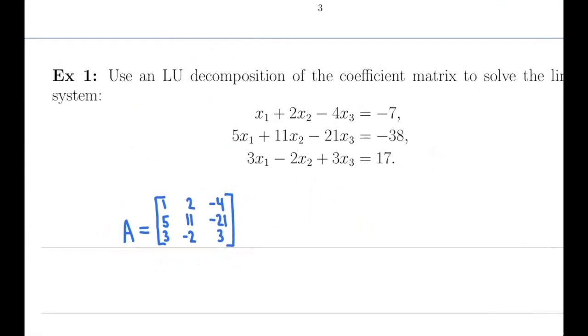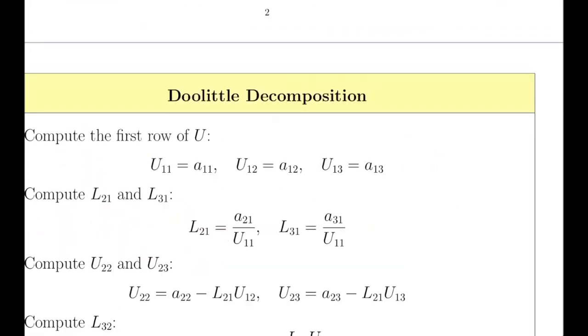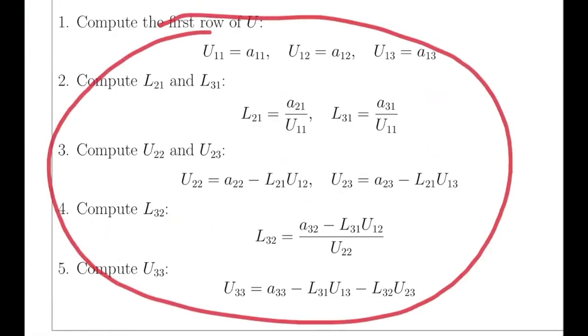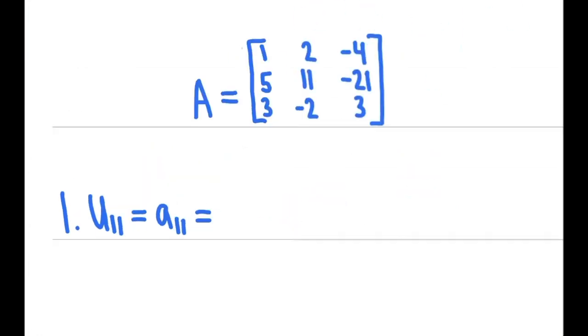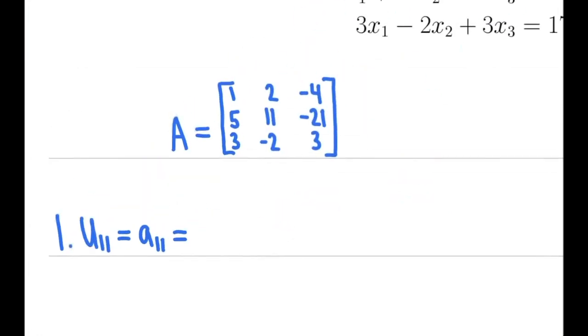Okay, so now let's figure out what L and U are. I'm going to use these formulas here. The first step is finding the first row of U. U11 is just A11. And what's A11, the entry in the first row, first column? That would be 1.